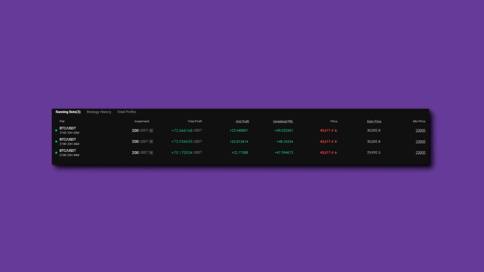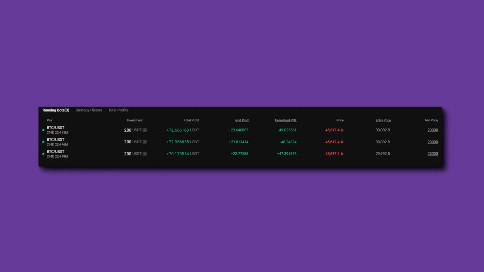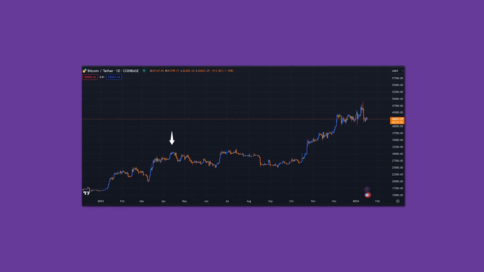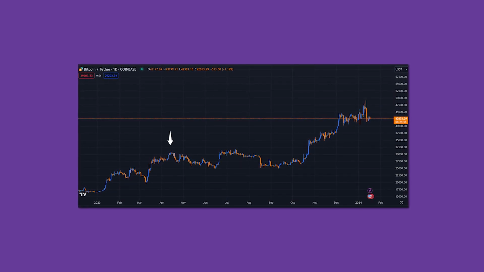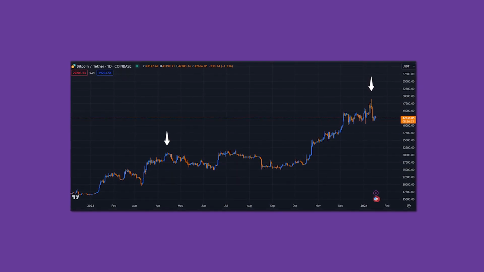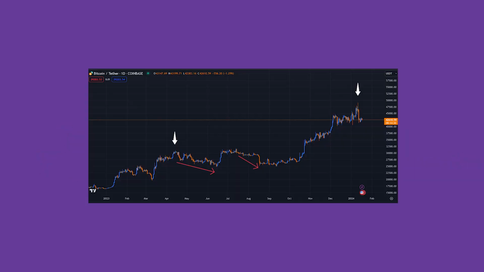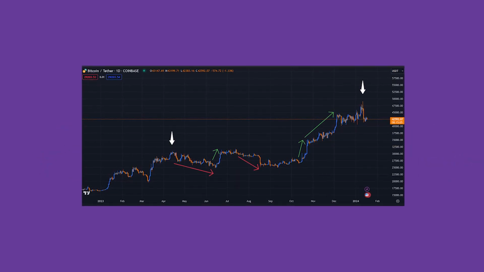So my test. I ran 3 Infinity Grid bots on the BTC USDT pair on the KuCoin exchange for 9 months. To be precise, I started them here in April 2023 and closed them in January 2024, just before the BTC retracement. Now you can observe that the bots went through various market conditions, some downtrends, some big pumps, and some ranging too. So I feel I have enough key market dynamics, including several big pumps, to make a judgment about the worth of these bots.